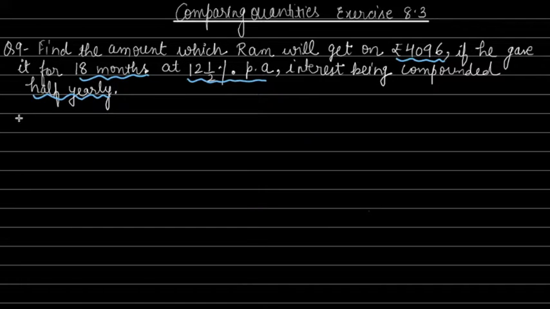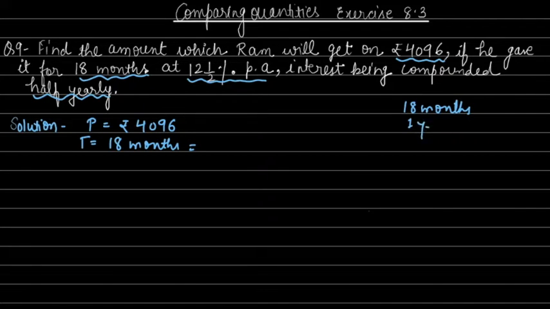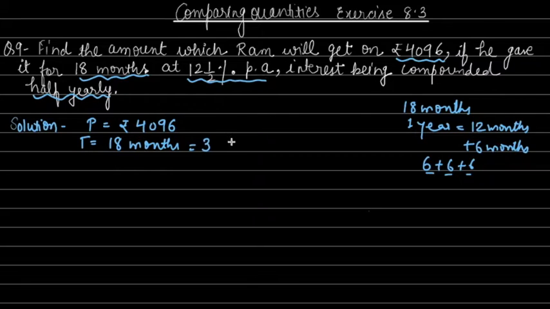So let's first write what all is given. Principal is how much? Principal is given rupees 4096. If we gave it for 18 months, it means time period is 18 months. Now you are calculating it half yearly. So in 18 months, how many half years will be there? We know 1 year has 12 months, right? And another plus 6 months. So it means 6 plus 6 plus 6. How many half years? 1, 2 and 3. So we can write it as T is equal to 3 half years in 18 months.